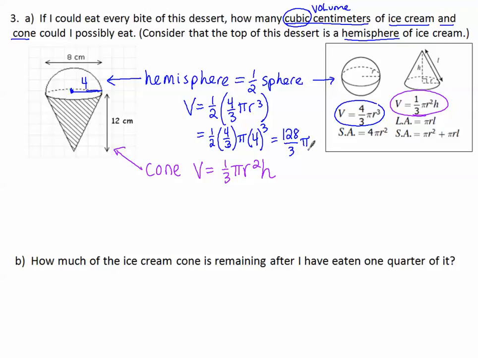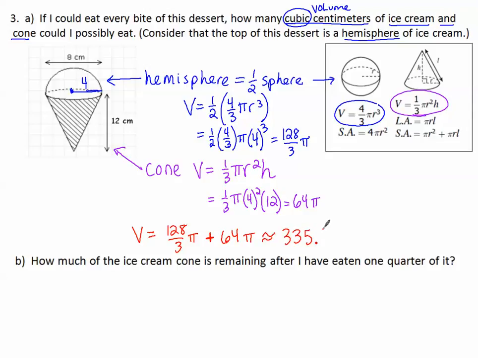Again, I don't want a decimal yet because I don't want to have to round until I get to the final answer. Let's do the cone now. The cone, 1/3 pi, the radius is also 4, and the height of the cone shows 12. We get 64 pi, and now I want the entire volume. So the volume, put that all together, 128/3 pi plus, I'm putting them together, 64 pi. Now I can type that all in to get approximately 335.1. I see centimeters, centimeters cubed.